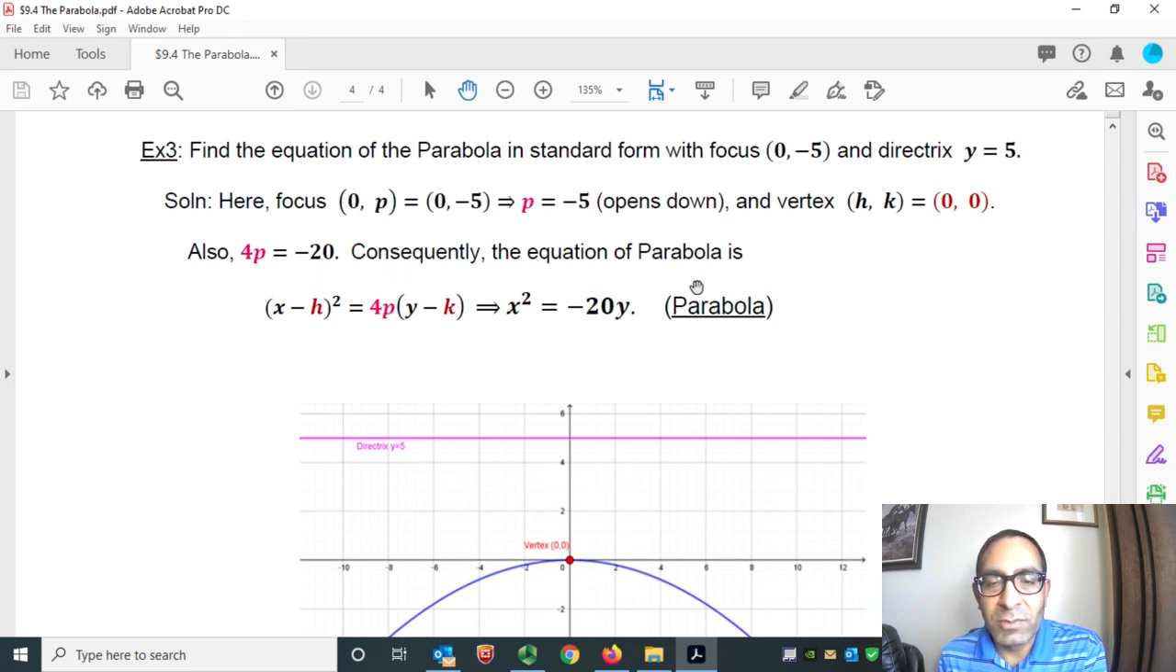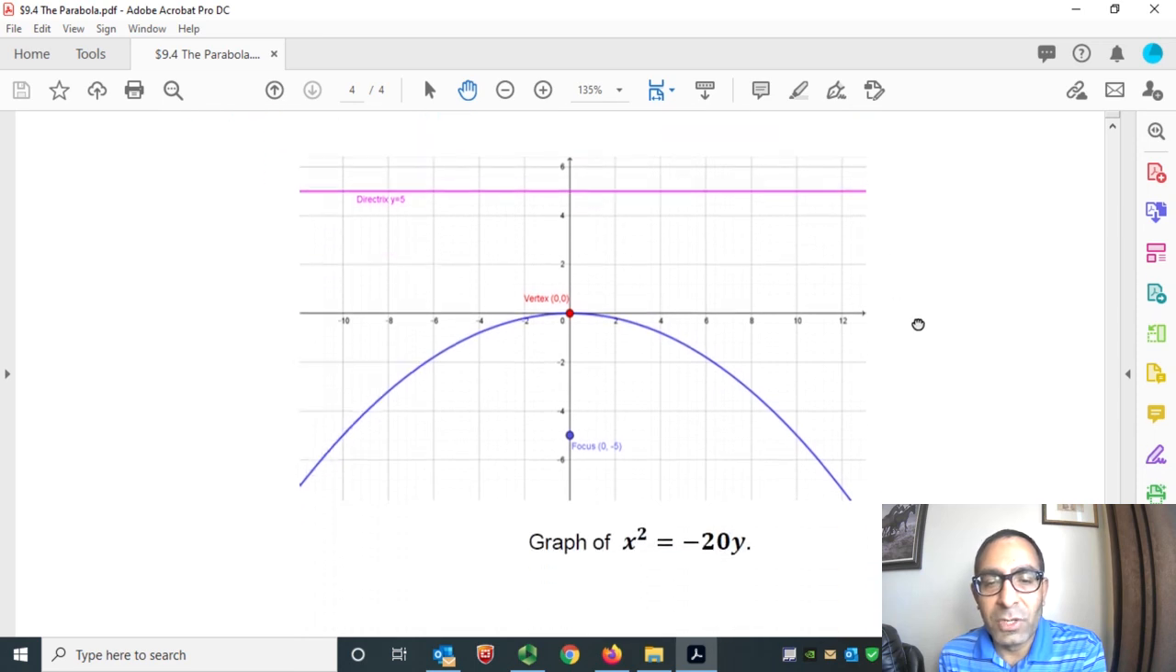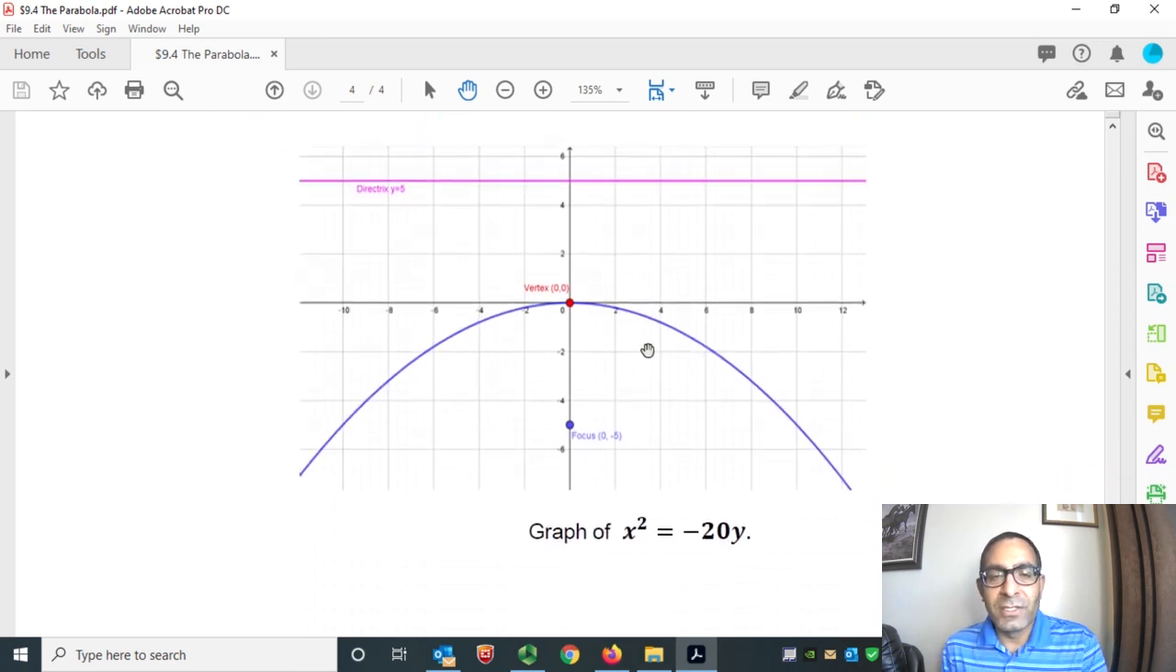And consequently, the equation of the parabola, this is the standard form: x minus h outside square equals 4p times y minus k. Since h is 0, k is 0, 4p is -20. So this turns out that x squared equals -20y is the equation of the parabola. So now let me visualize here. The parabola opens downward, the vertex is at the origin, the focus is at (0, -5), and the directrix is at y equals 5. So this is the sketch of the parabola.